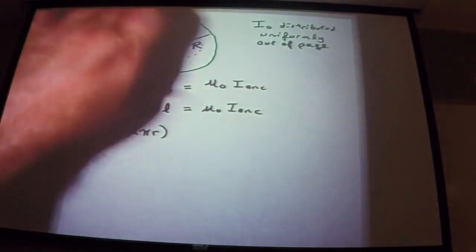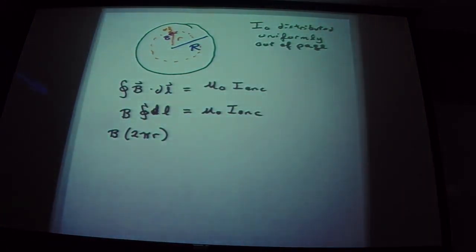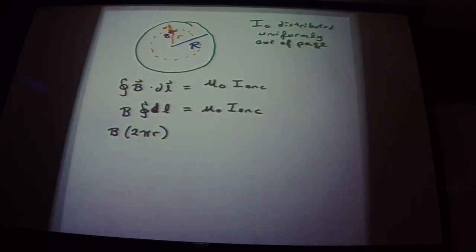Outside of the wire, it's mu naught I naught over 2 pi times whatever the radius is from the center. So in other words, outside of a wire, it looks just like a thin wire. It's just like, remembering Gauss's law, outside of a spherically symmetric charge, it looks like a point. Yes? Does I not include I enclosed, or is it different?